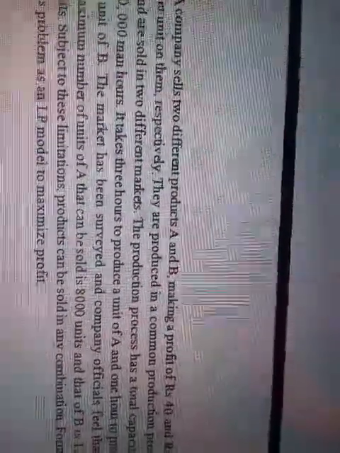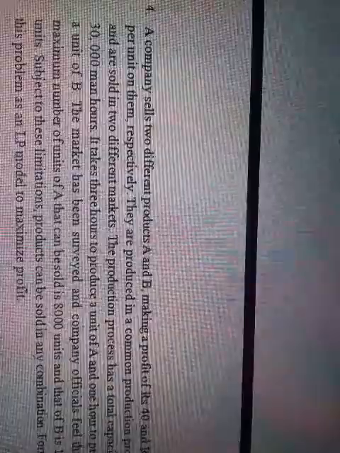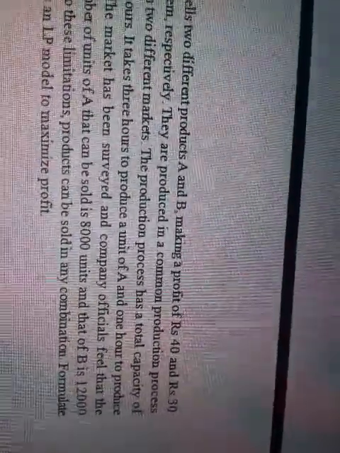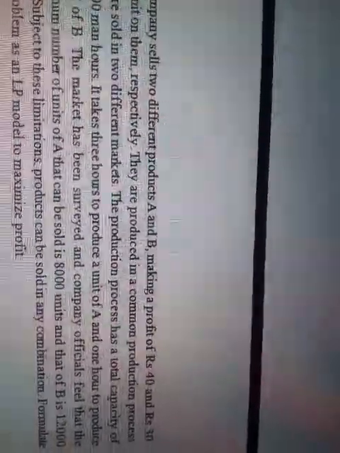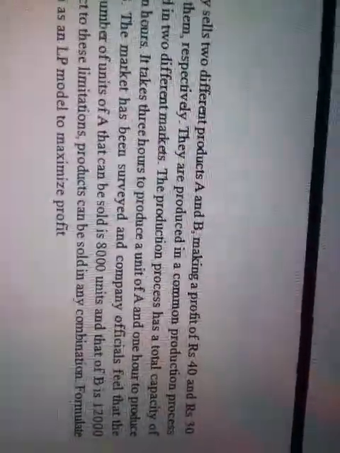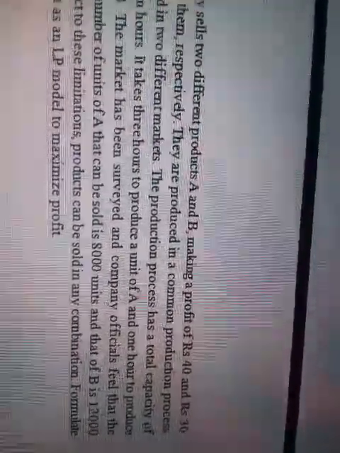The next line is: the market has been surveyed and the company officials feel that the maximum number of units of product A that can be sold is 8,000, and that of product B is 12,000 units. So here 3 constraints are given. One is hours, another is product A separately, and product B separately. So you have to write down three equations here.